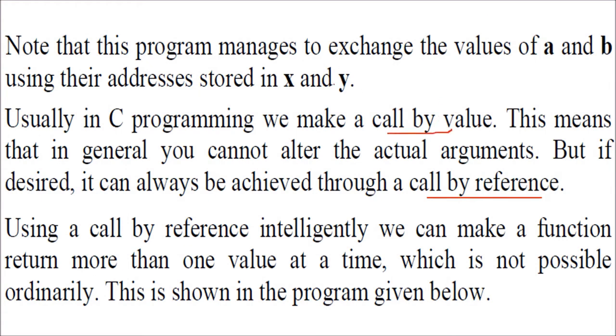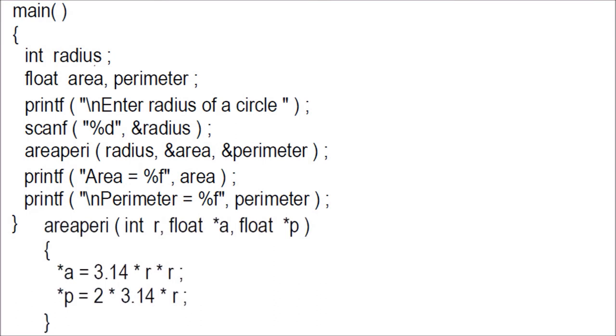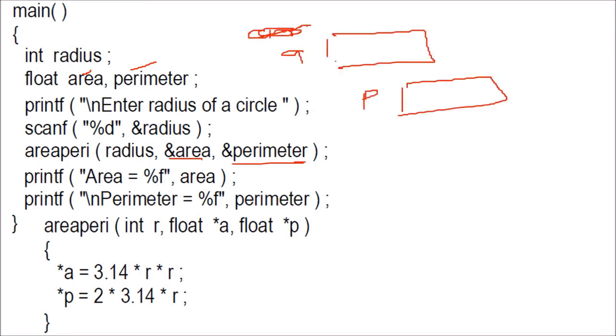or when you don't want your initial values to be changed by any chance, you do it by call by value. Let us take one more example. Now this is area and parameter. You are sending the address of area and the address of parameter. So you have area, say let me take it as A, and this is parameter. You are saying I am sending you the address of A and the address of P. Whatever change is being done, do it here only.